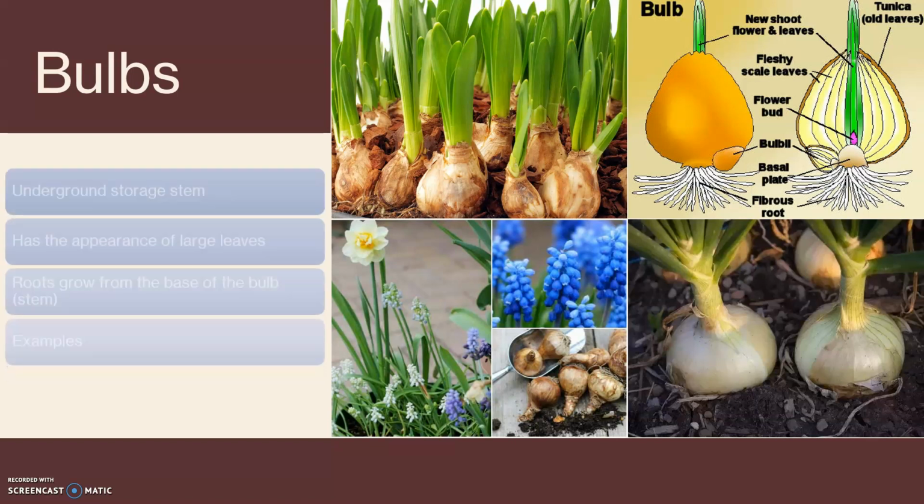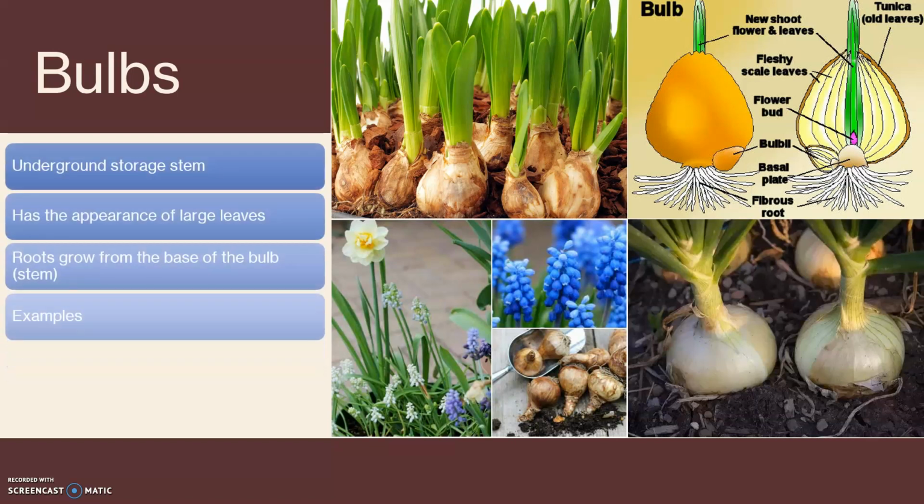Bulbs are also underground storage stems. The bulb has many layers that have the appearance of large leaves. Roots grow from the base of the bulb. Examples of bulbs include onion, garlic, tulips, daffodils, lilies, and hyacinths.